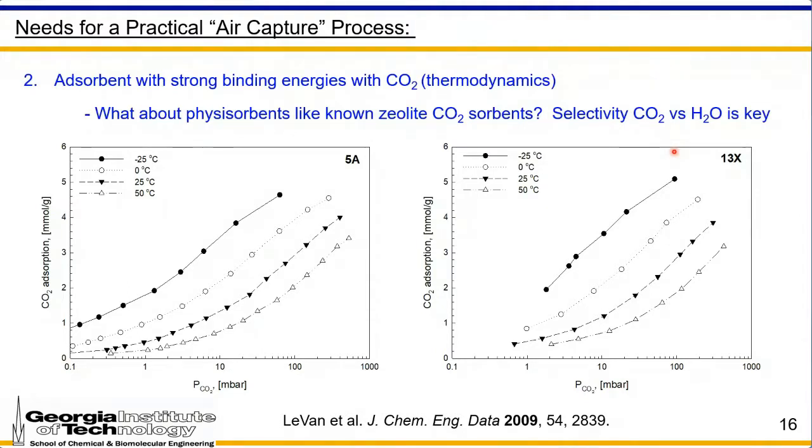Of course, you could do a two-bed separation where you first remove the water and then remove the CO2 using these types of sorbents. But if you do the back of the envelope calculations, you recognize that that roughly doubles your regeneration energy compared to a sorbent that can tolerate water and minimize its absorption.